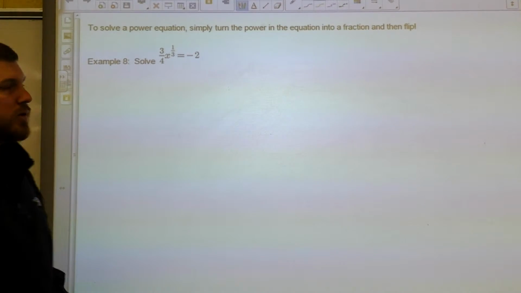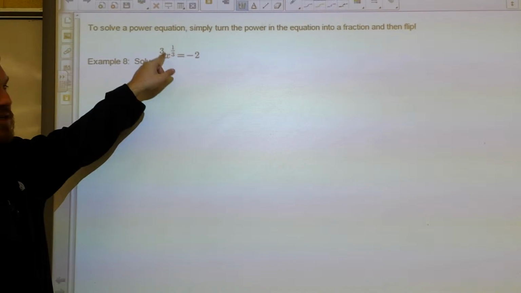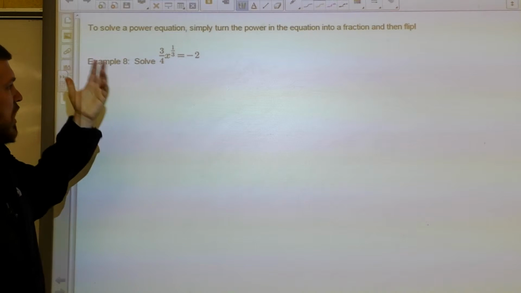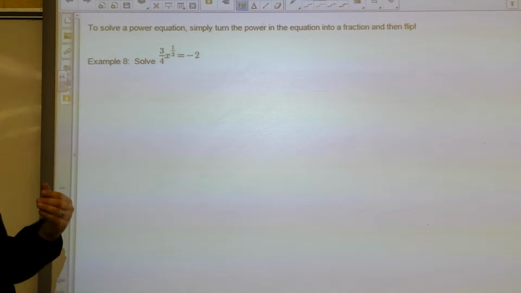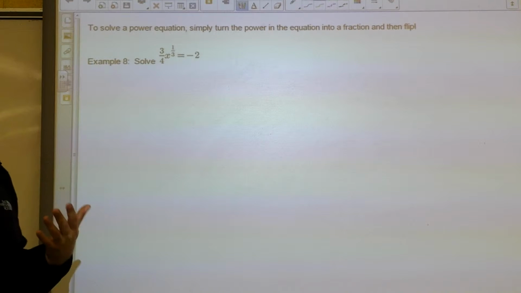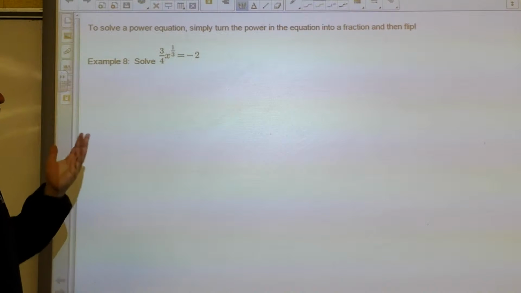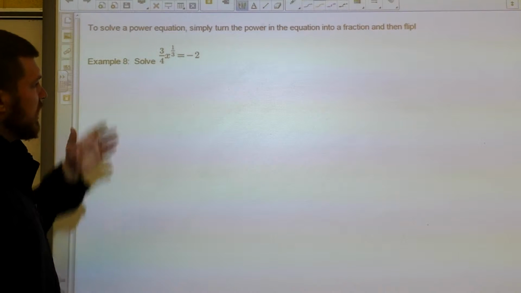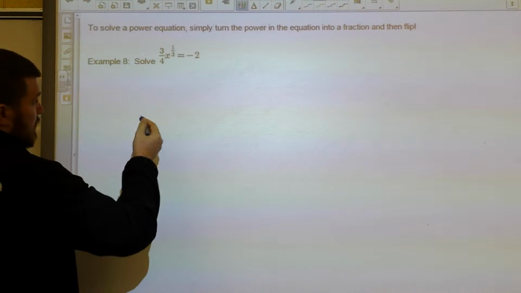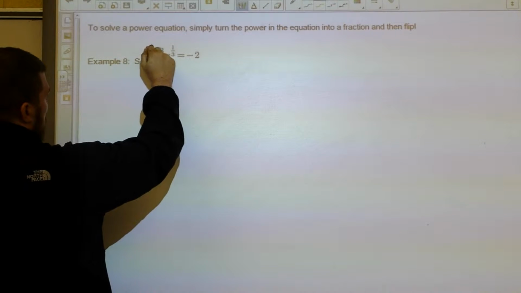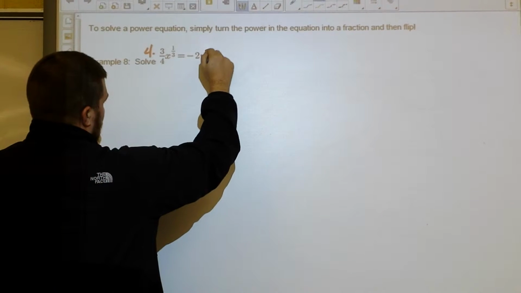Now, before you can do that though, you have to get the piece with the power by itself first. So in example 8, I have to get rid of the 3/4 before I can do anything. I'm going to do this in 2 steps. You could technically do it in 1, but just to help out people who might struggle a little bit, I want to do it in 2 steps. The first step is always multiply by whatever number is on the bottom of your fraction, in this case 4. So multiply by 4 on each side of the equation.